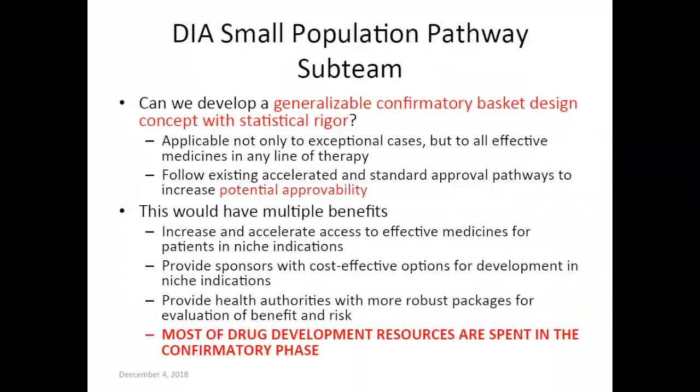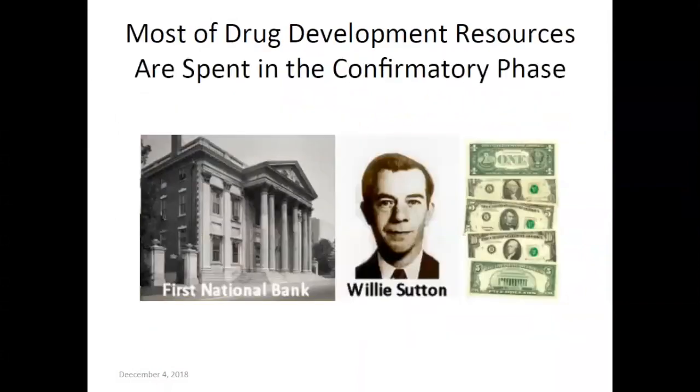And now I have in red caps, most of drug development resources are spent in the confirmatory phase. So everybody's presenting basket trials that are good for the exploratory phase, and they're going to be able to reduce the 10 to 20% of the cost that's in the early phase. But the other 80%, it would be good to reduce that. And just to emphasize this point, because it's the one thing I want you to remember from the talk, I'm going to say again, most of drug development resources are spent in the confirmatory phase.